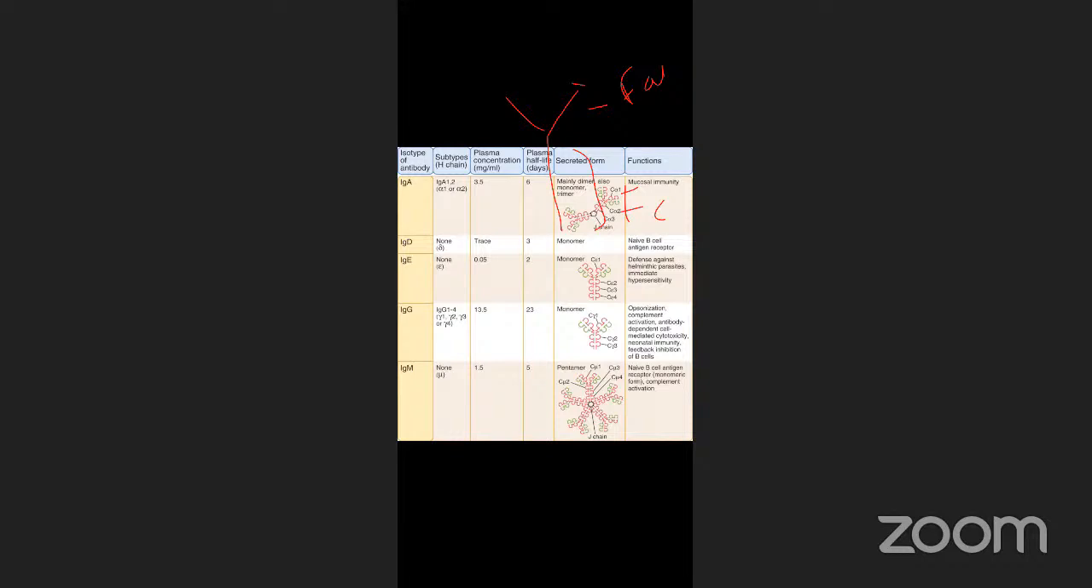Neutralization, punching holes, and opsonization are the major functions of antibodies. Specificity, diversity, immunological memory, and immune tolerance are different features of antibodies. I am going to stop at this point. We will talk about the different classes of antibodies tomorrow. After talking about this, I will introduce a new topic.